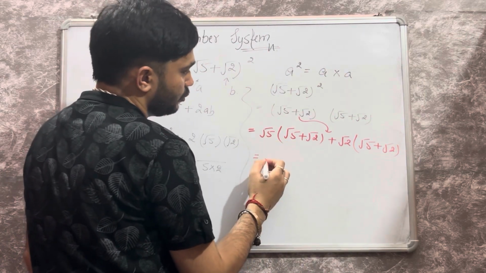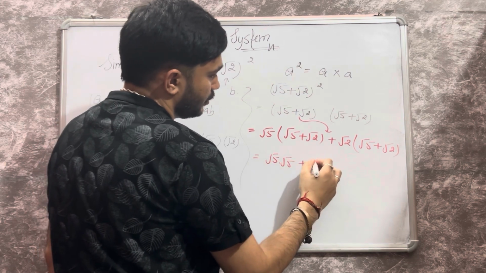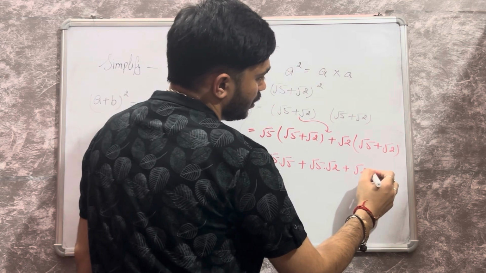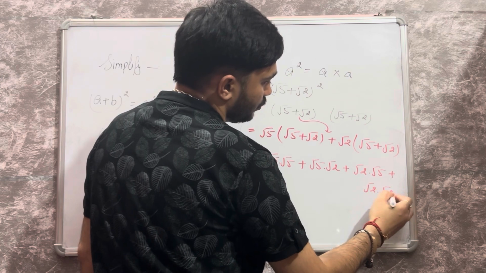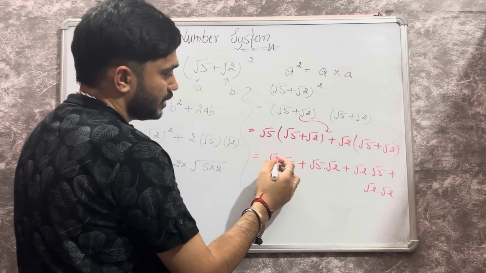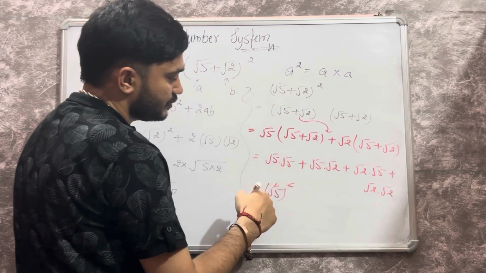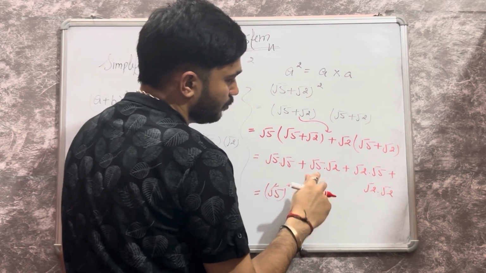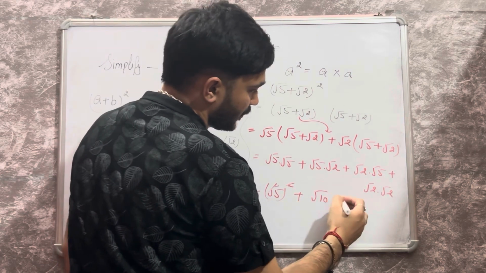√5 into √5 plus √5 into √2 plus √2 into √5 plus √2 into √2. √5 into √5 is 5 because it will be √5 square, and you can just chop off this root with the square. Here √5 into √2, you are going to multiply 5 into 2, that is 10, so the answer will be √10.